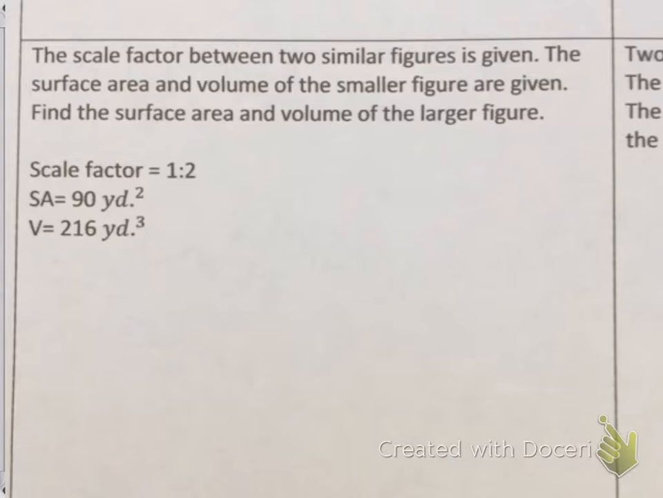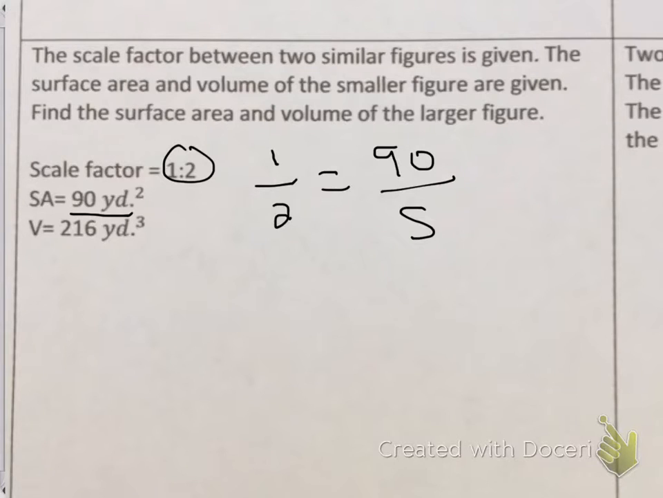All right, this next one right here says a scale factor between two similar figures is given. The surface area and the volume of the smaller figure is given. Find the surface area and the volume of the larger figure. So this is the smaller figure. So my scale factor is smaller of 1 to bigger of 2 using this right here. And then I'm going to go 90 over the surface area that I'm looking for.